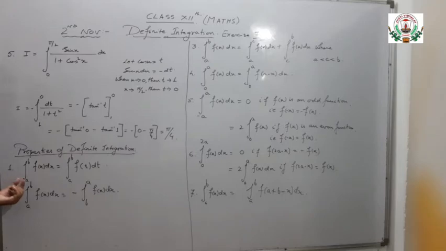The first property is that integration a to b f of x dx is equal to integration a to b f of t dt. If we are taking a function f of x or f of t, in the variable x or in the variable t, both the integrals will be equal. If we are interchanging the limits, upper to lower and lower to upper, there will come one minus sign in front of the integration. Integration a to b f of x dx is equal to minus of integration b to a f of x dx.